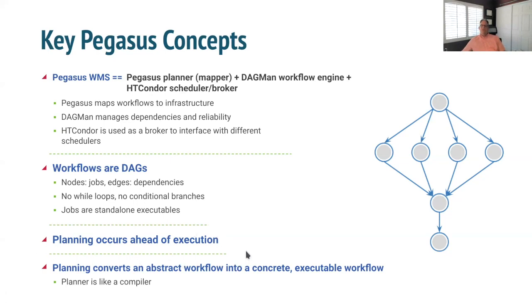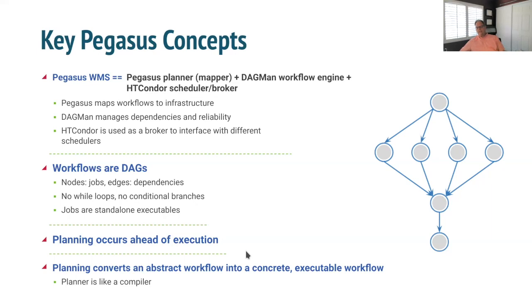A really important concept is that planning occurs ahead of execution. What that means is that we plan out the whole DAG before even starting the first job. There's really no dynamic step in this DAG, and we can have it with some workflows, but in general, the whole execution is planned out.